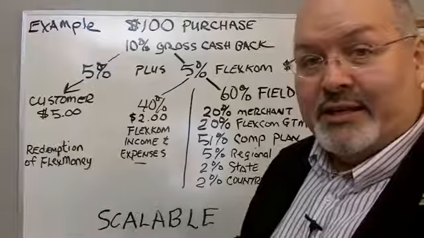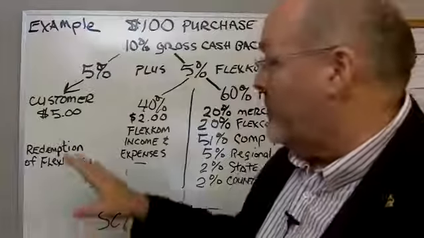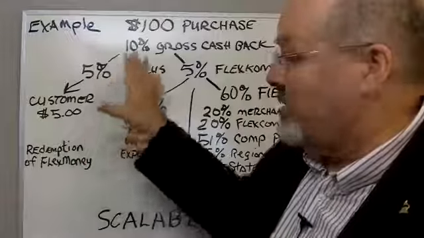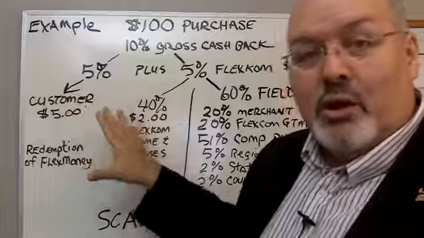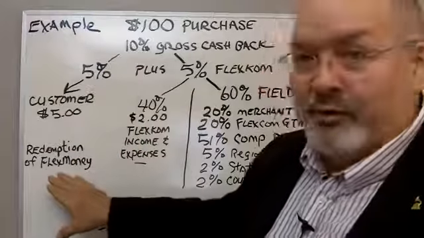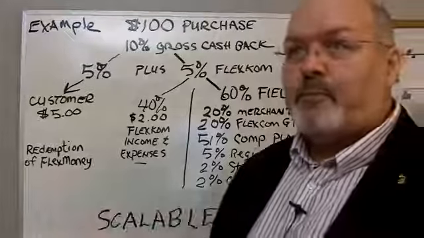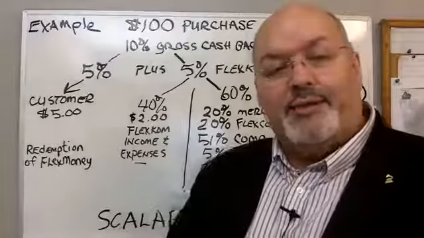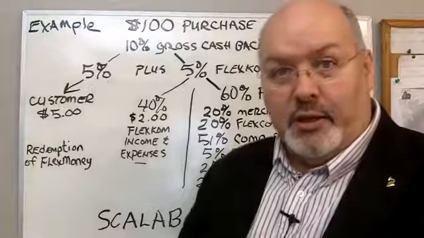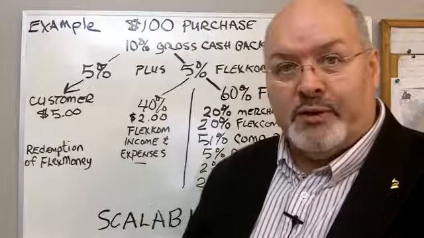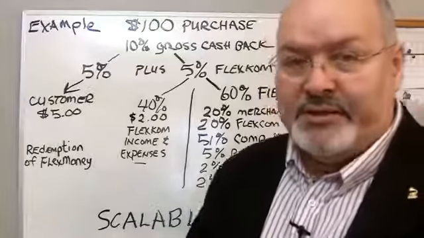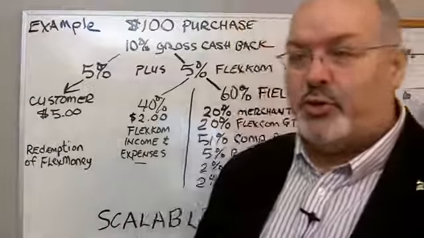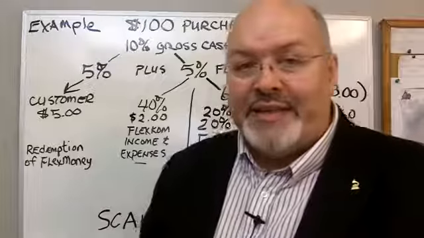Okay, now as long as we're right here and talking about $5 going into the account of a customer, let's talk about the idea of the redemption of Flex money. In other words, what happens when a merchant accepts Flex money in payment for goods or services? Because that's going to happen. Let me give you the example. Here's the reason I chose a butcher. A butcher recently asked this question.